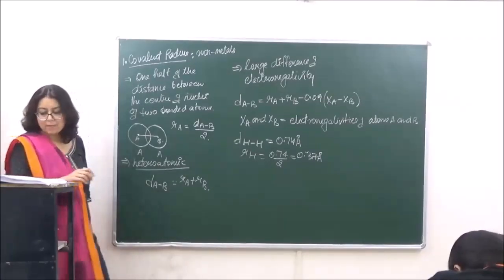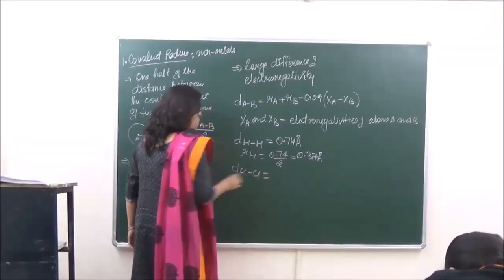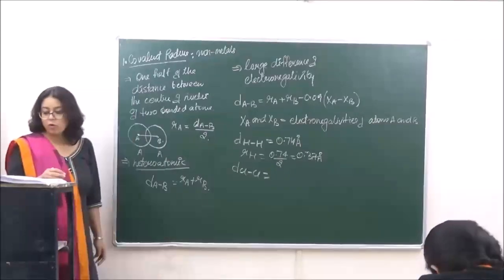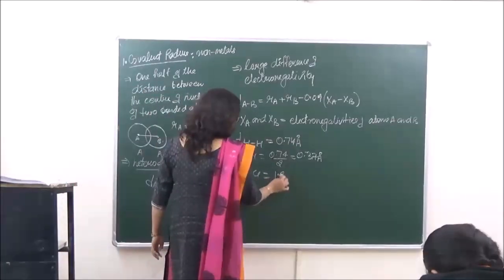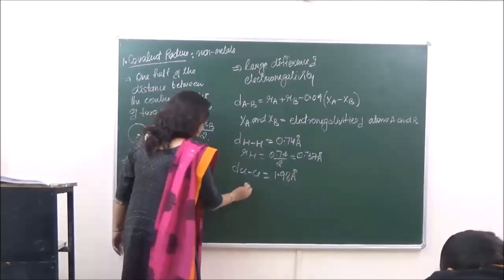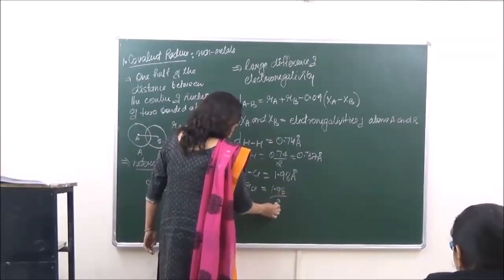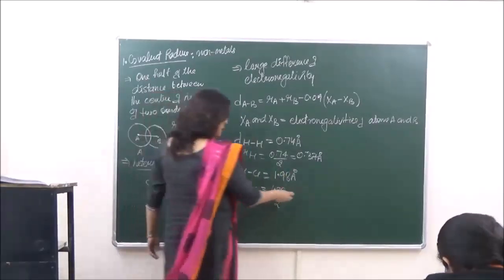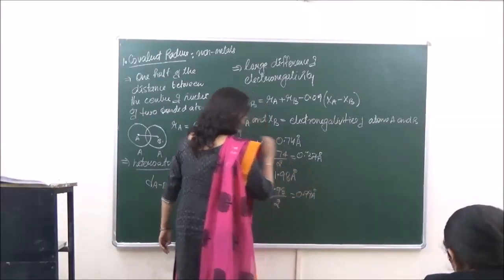Let's take another example. We say that the distance between chlorine atoms in chlorine molecule is 1.98 angstrom. Then what is going to be R of Cl? 1.98 divided by 2. So that is going to be 0.99 angstrom.